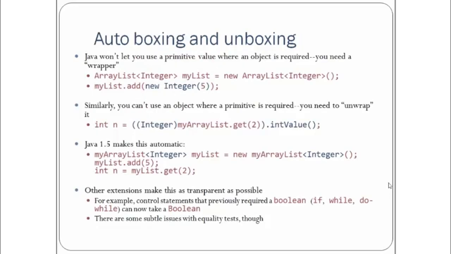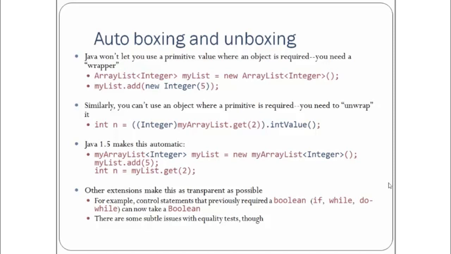Now we'll study how autoboxing and unboxing are related to generics. Java won't let you use a primitive value where an object is required. You need a wrapper. ArrayList<Integer> myList equals new ArrayList<Integer>(); myList.add(new Integer(5)). Here you can see that we have declared an ArrayList which takes Integer as a type, and then we are adding a new Integer. Whenever we need to add a new integer, you can do that by using new Integer(5). This will make sure that only an integer is getting added.